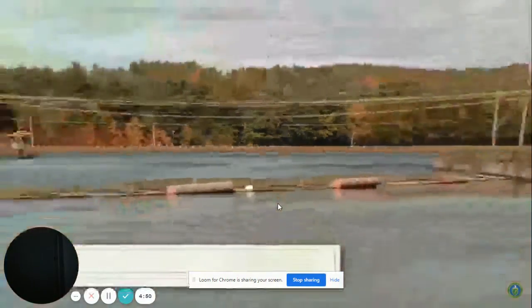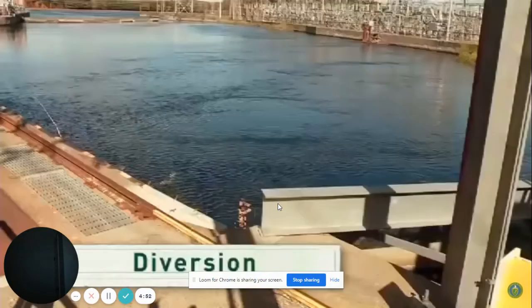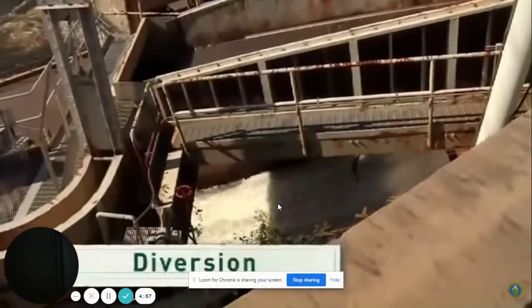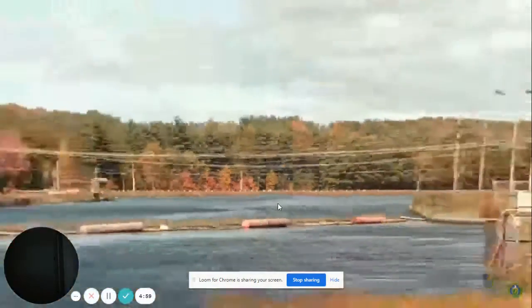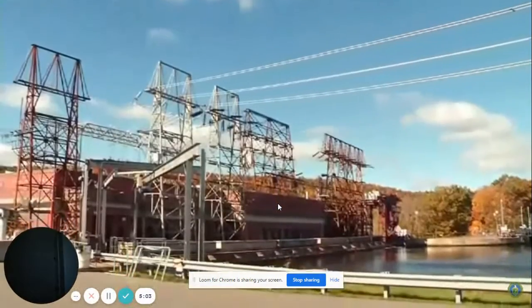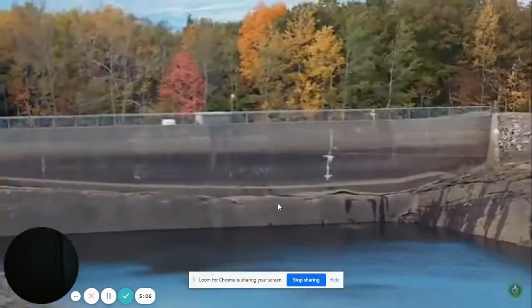Here's another technology. This is a diversion. It channels a portion of a river through a canal or pipe into a turbine and generator system. What's cool about this method is that it uses the natural flow of the river and usually doesn't require a large dam.